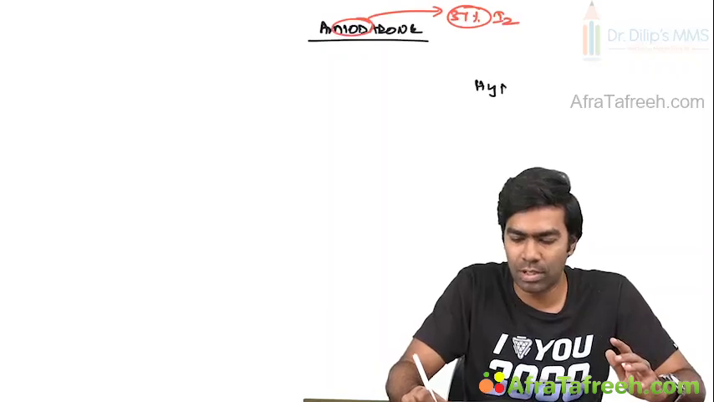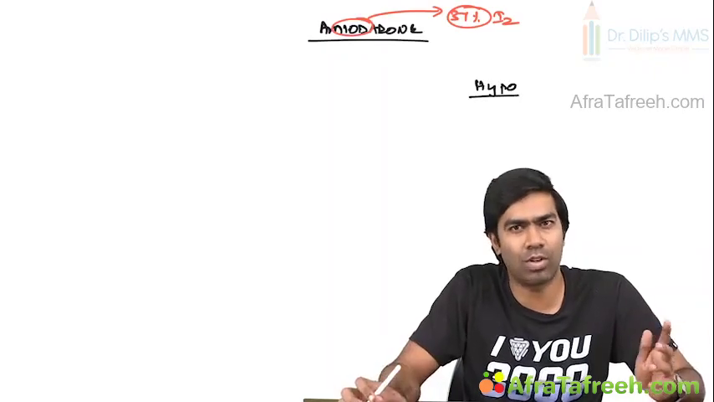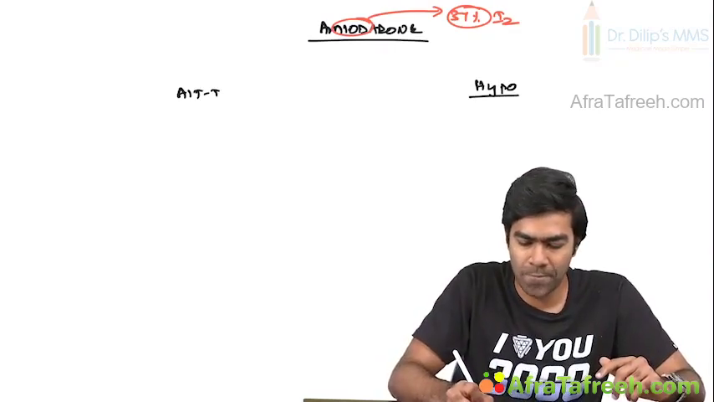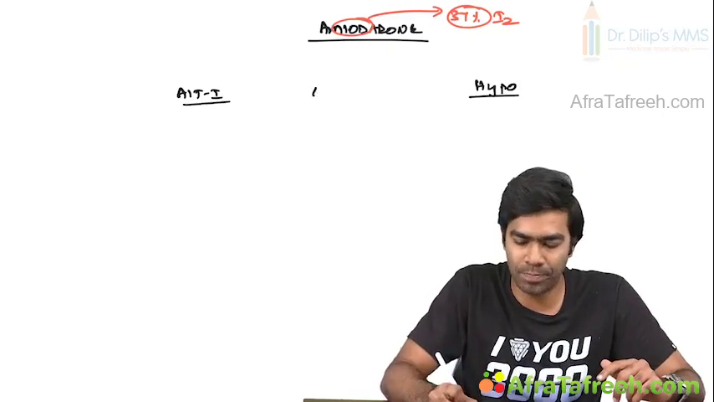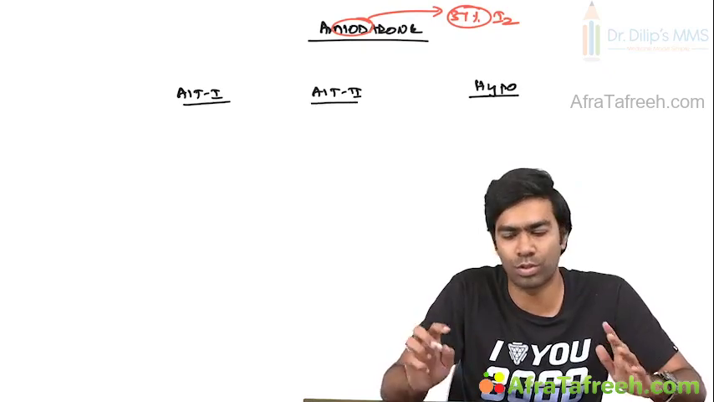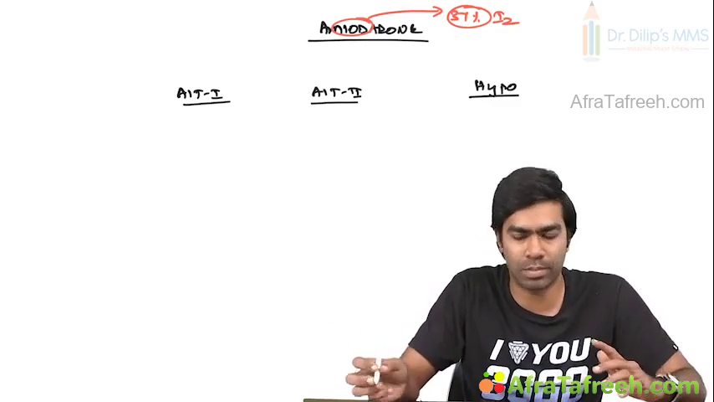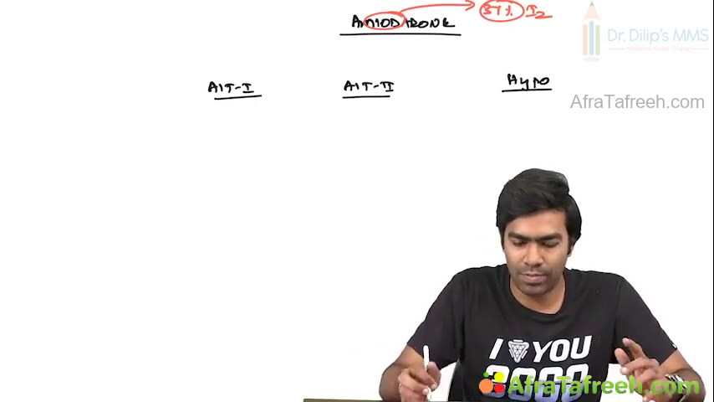So amiodarone can produce hypothyroidism as well as thyrotoxicosis. There are two types of thyrotoxicosis induced by amiodarone: amiodarone-induced thyrotoxicosis type 1 and amiodarone-induced thyrotoxicosis type 2. These are the two types of thyrotoxicosis amiodarone is going to produce. At the same time, it can produce hypothyroidism as well. So what are the differential features?